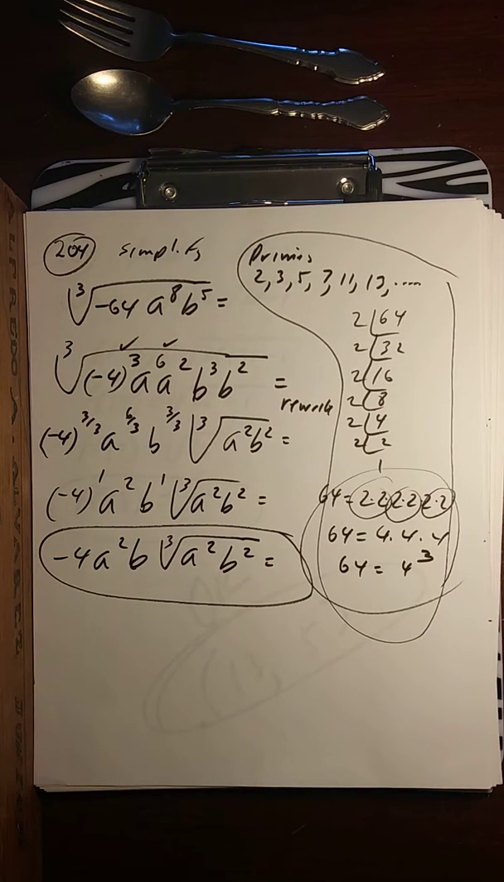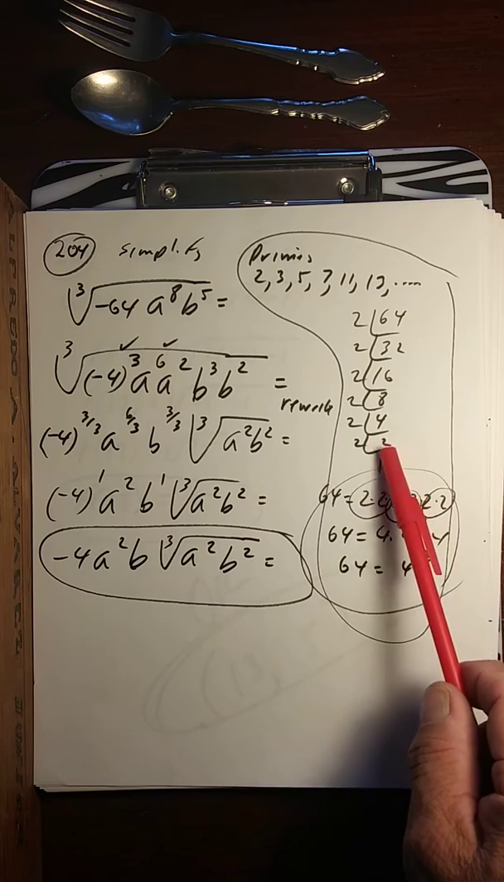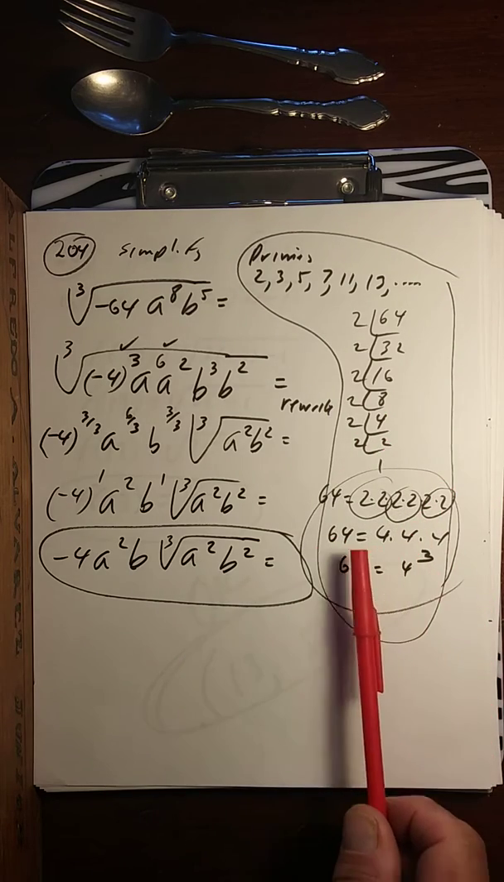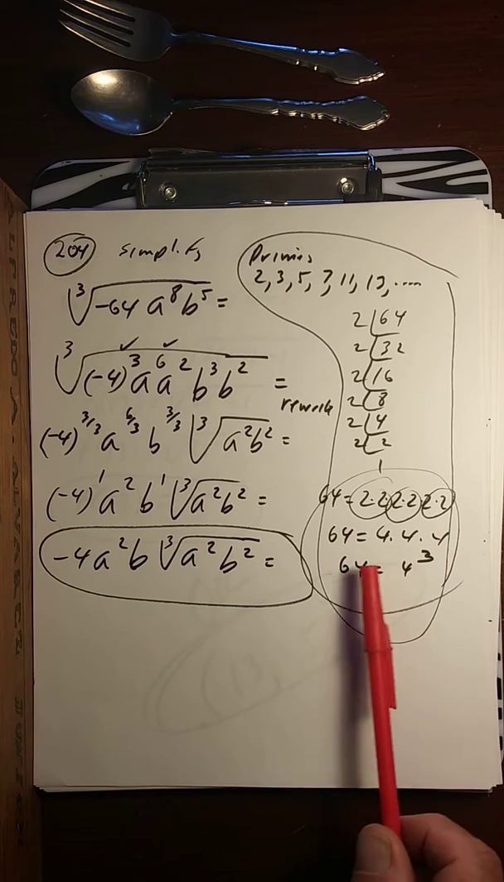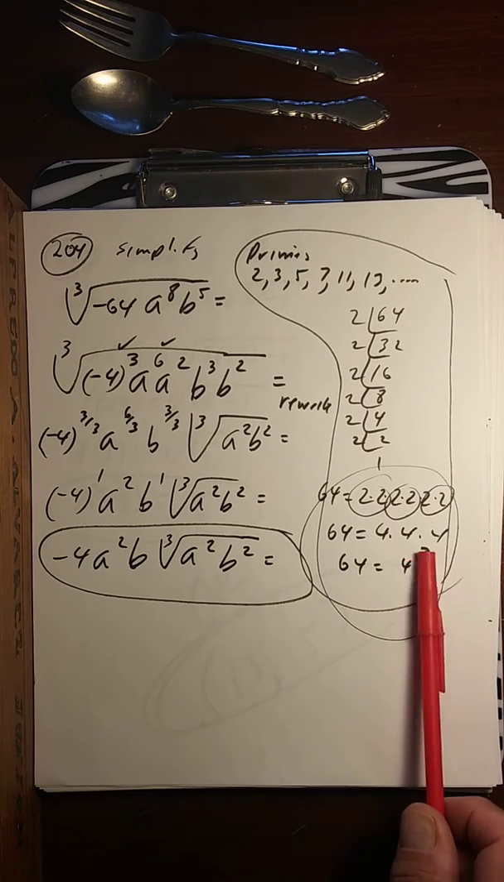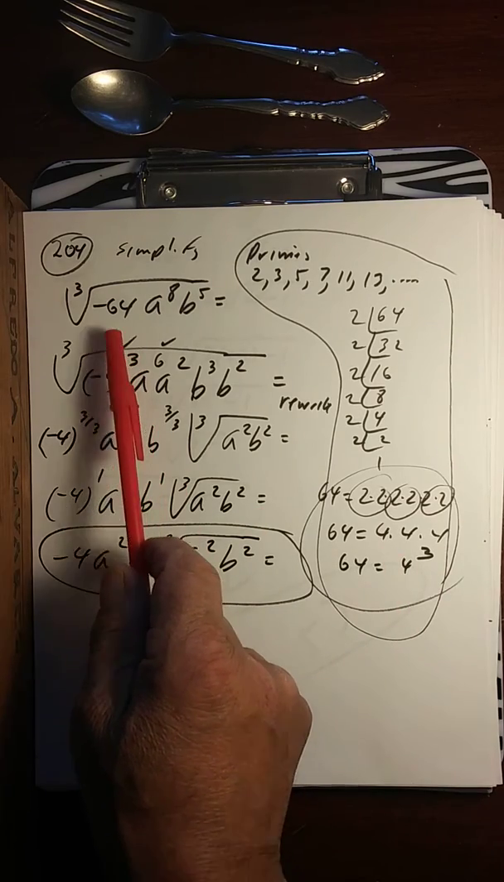The cube root of negative 64 a to the 6 a to the 2 b to the 3 b to the 2. Okay, so now what we're going to do is prime numbers again. 2 divides, 2 divides, 2 divides, 2 divides it. Yep. So we have 2 times 2 times 2 times 2 times 2 times 2, or that's the same thing as 4 times 4 times 4, or 4 to the 3 power. And I'm going to use this one because that'll make it easier.